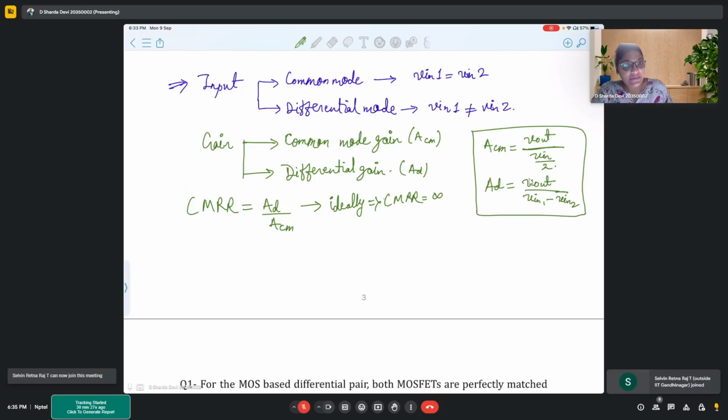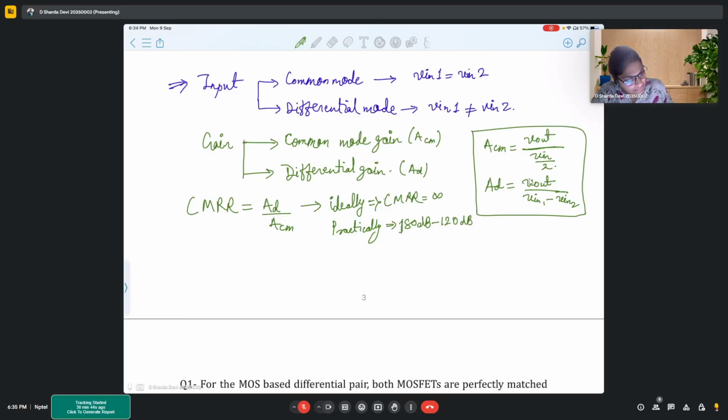So ideally your CMRR is infinite. Practically it should be 80 to 120, sorry, 80 to 120 dBs. Okay. So this is the CMRR that you target for. So if your CMRR is more than 120, then you will be able to use that particular differential amplifier very satisfactorily. So that is the idea.